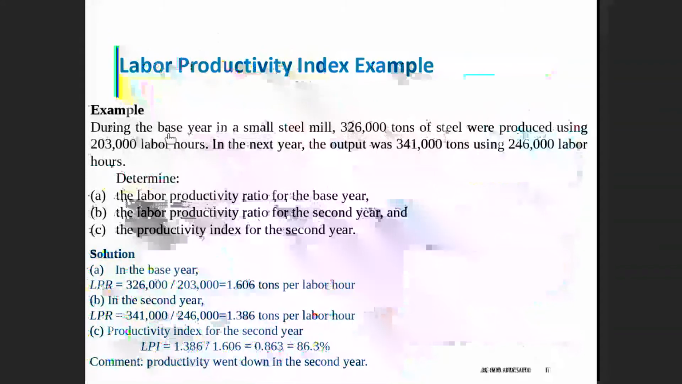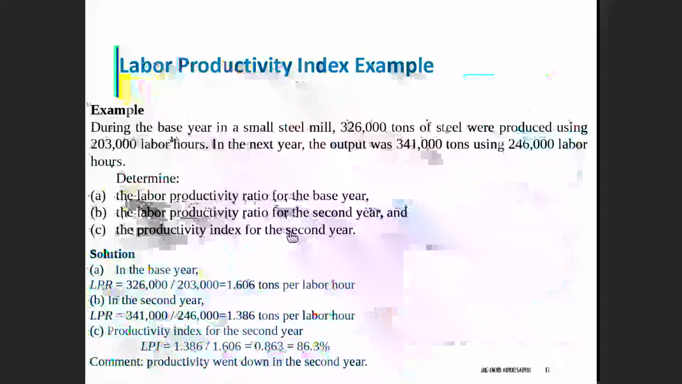In the next year, see this example, it can be during 2020 and give you all the information, then 2021 and give you the other information. It is the same concept. The output was 341,000 tons using 246,000 labor hours. Determine A, the labor productivity ratio for the base year. B, the labor productivity ratio for the second year. And C, the productivity index for the second year.